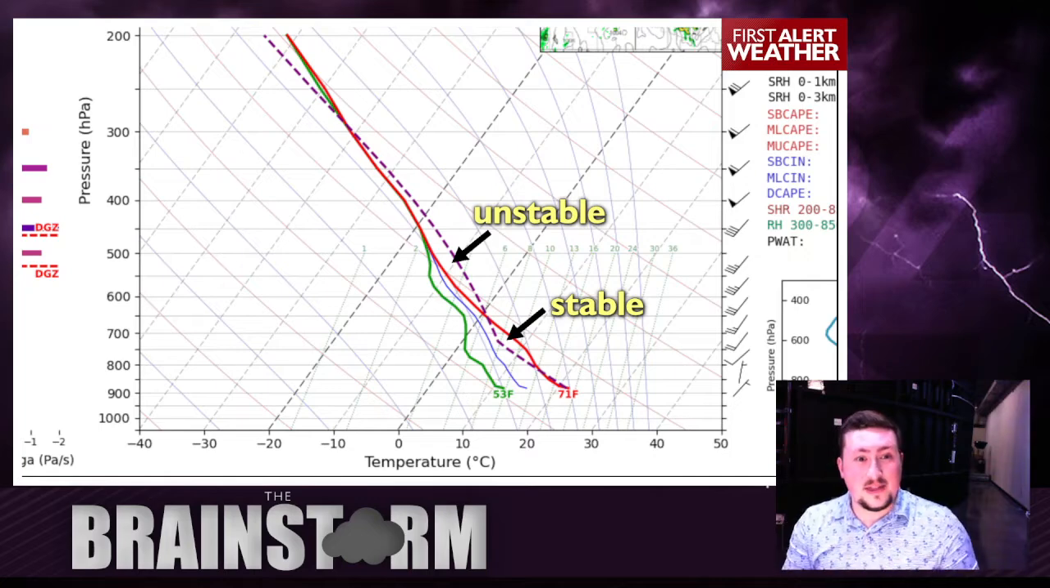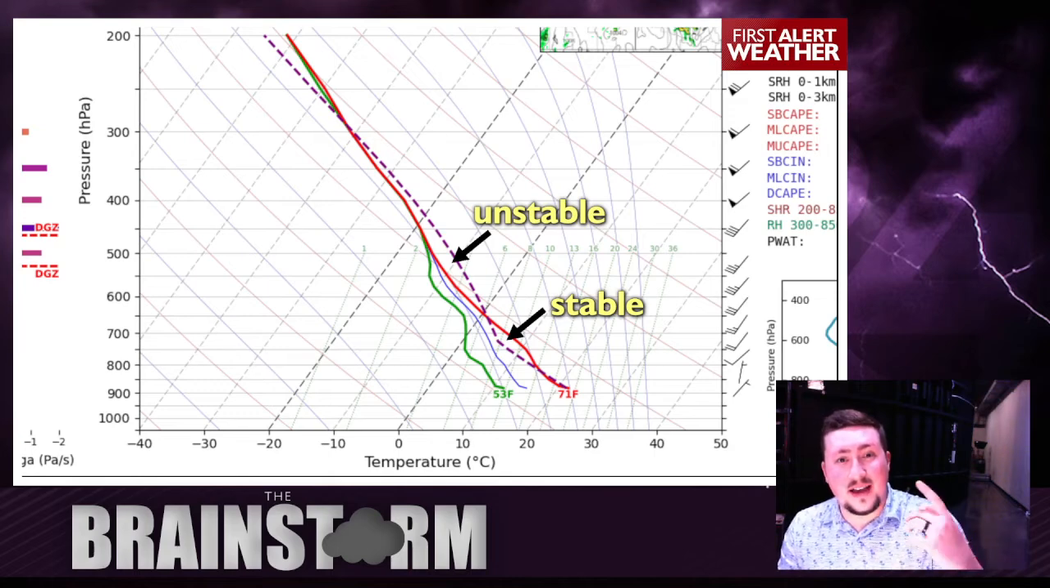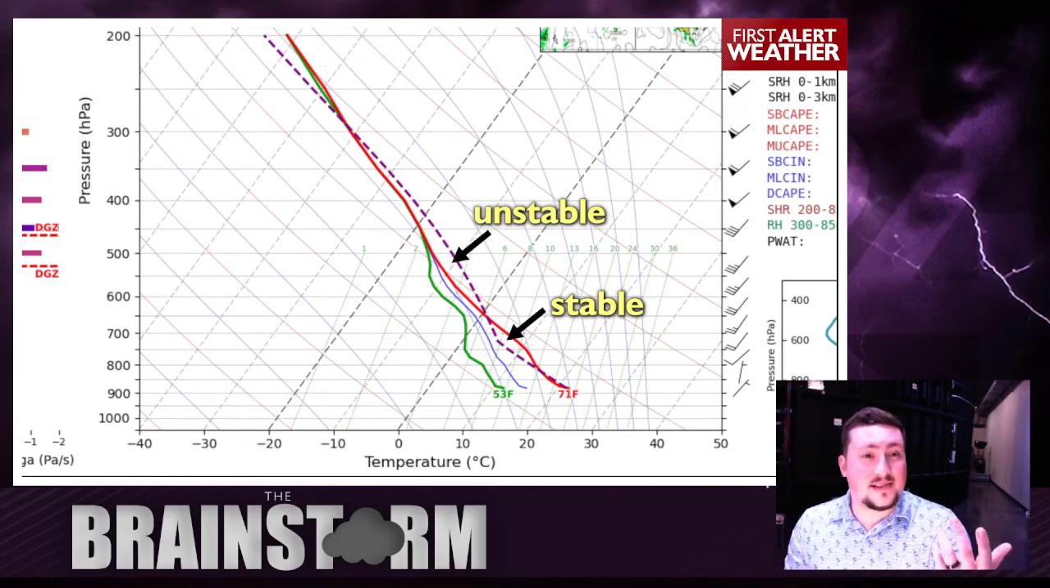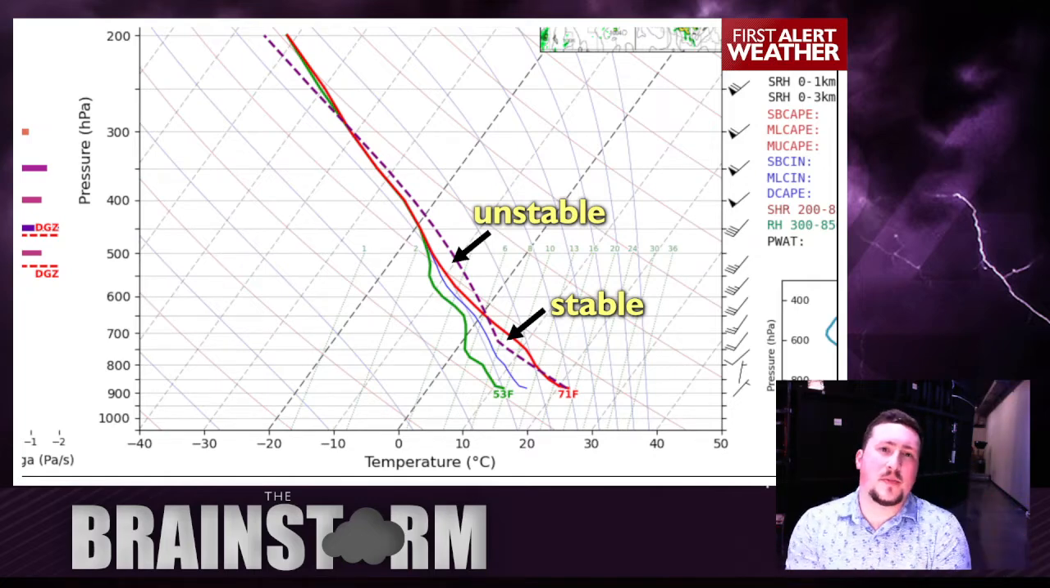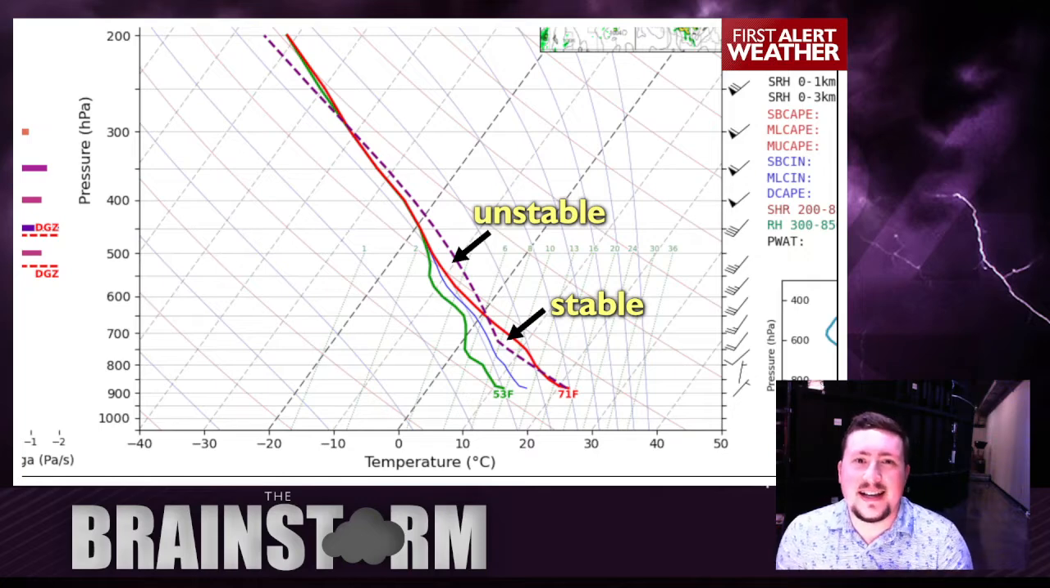And so with these numbers, the higher the CAPE number is, the more unstable air there is, and the stronger your storm is likely to be. On the opposite side, the higher your stability number, your CIN number is, the more it's going to put a lid on rising air in the atmosphere, and it's going to put a lid on thunderstorm development.